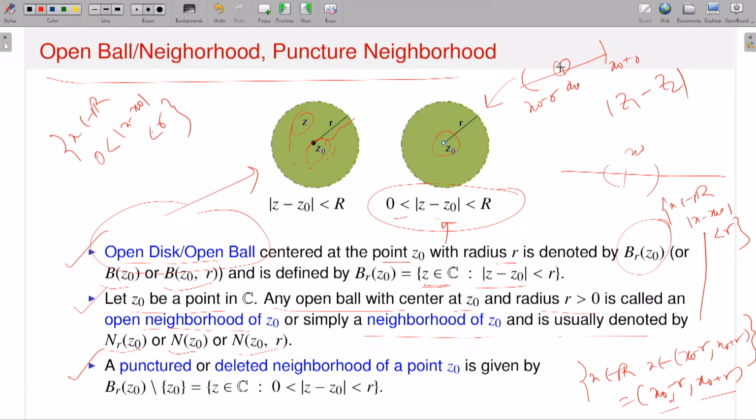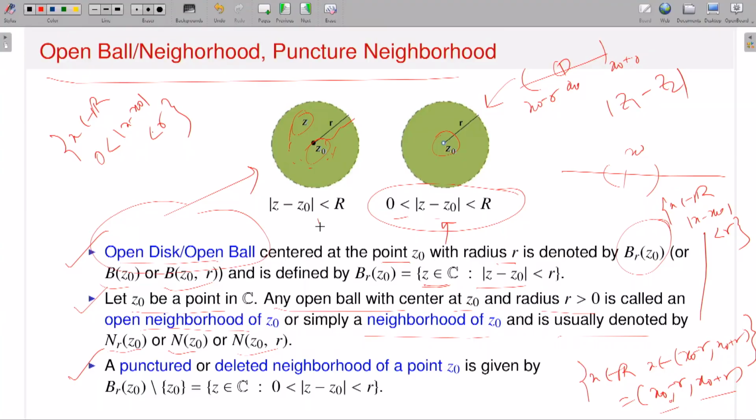Similarly, the same thing: open interval is replaced by open ball or open disc in the context of the complex plane. So first I have defined what is an open disc and open ball, and a point z naught. If I take a complex plane, then any open ball with center z naught and radius r is called an open neighborhood, or simply a neighborhood. And if I take out the center, it is called the punctured neighborhood or deleted neighborhood.